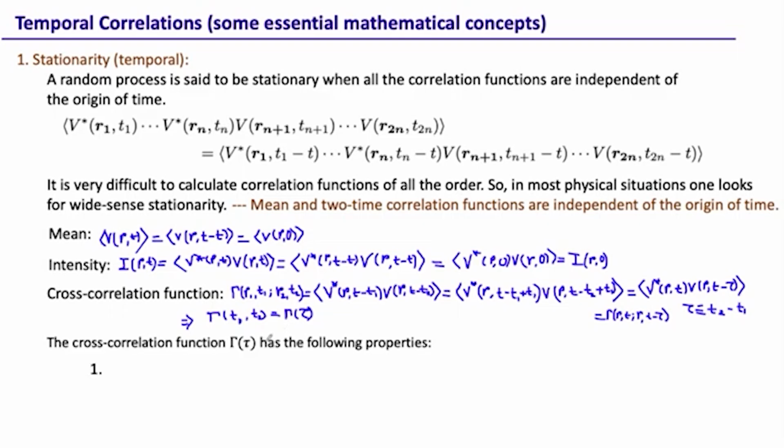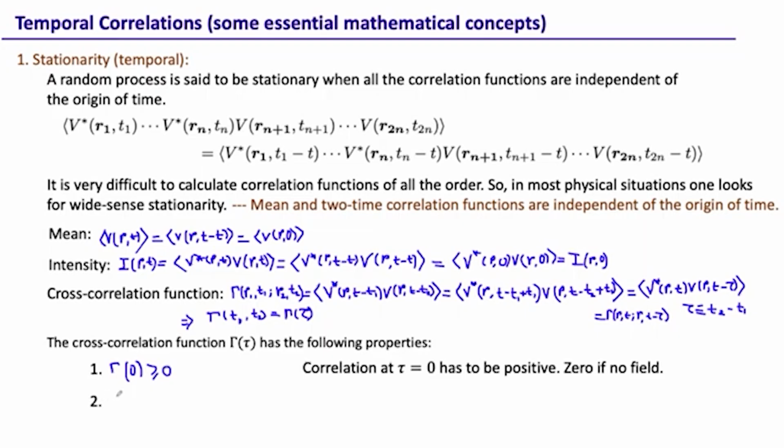Now this cross correlation function gamma of tau has certain properties. So let me list those properties. The first one is that gamma of 0, that means when there is no delay, has to be greater than 0. This simply means that the correlation at tau equal to 0 has to be positive. The only way it can be 0 is if there is no field. So that's when it can be 0.